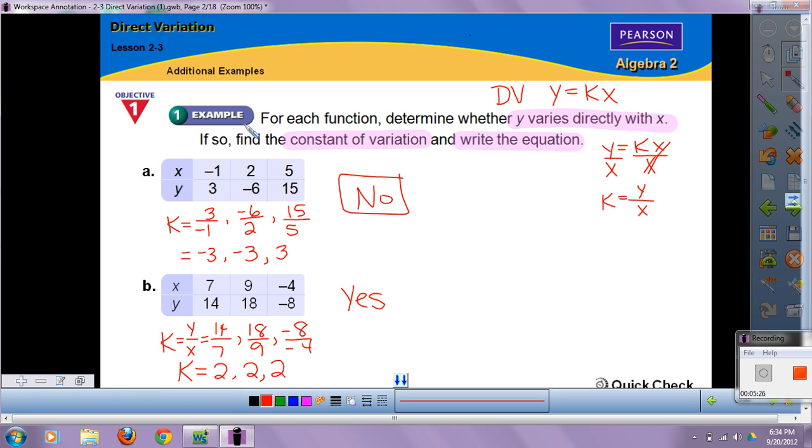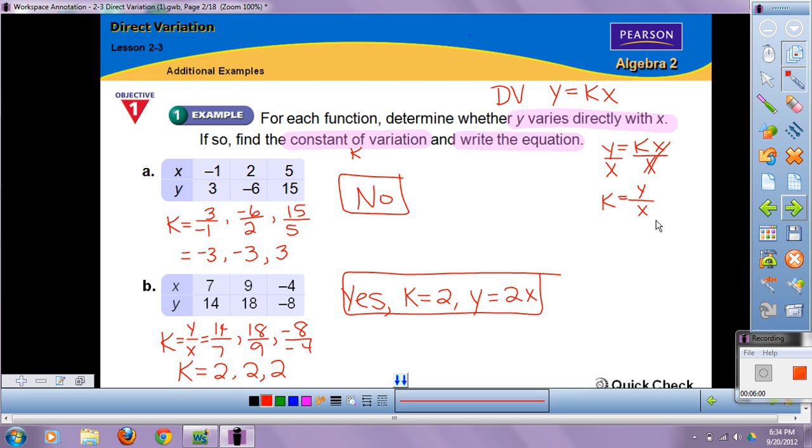Then they ask, if it does, so our answer is yes, find the constant of variation. Well, we did that. Remember that the constant of variation is just k. So we found our k. K is y divided by x, which was 2. So our k is 2. And finally, they want us to write the equation. Remember that the equation for direct variation is y equals kx, y equals some number times x, and we found that number. That number is 2, so y equals 2x. And all three of those are your answers.